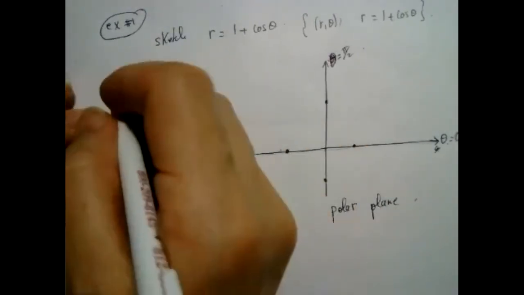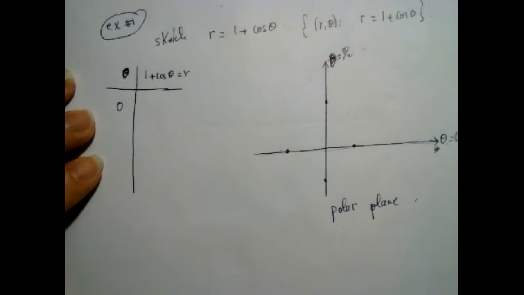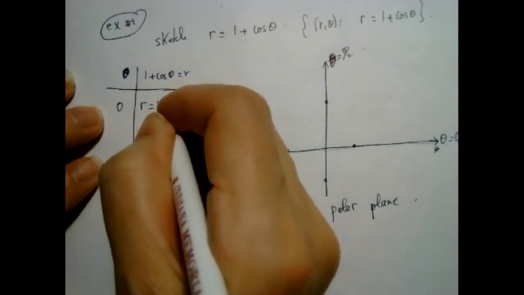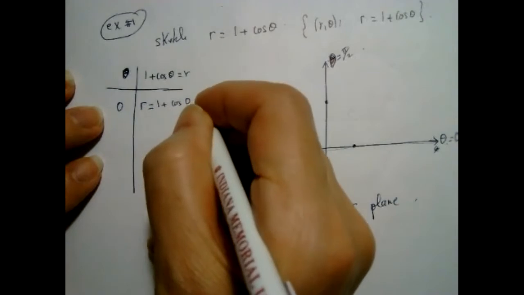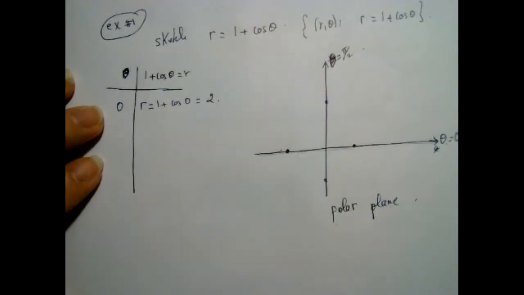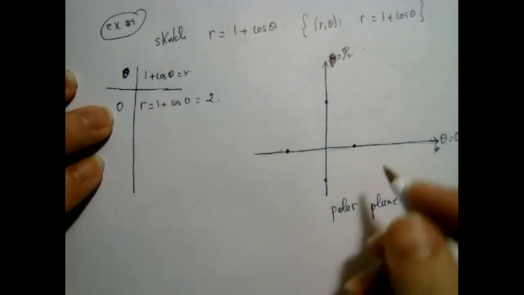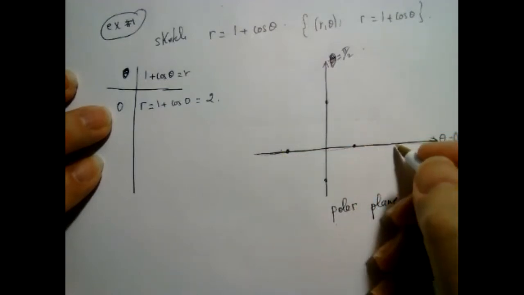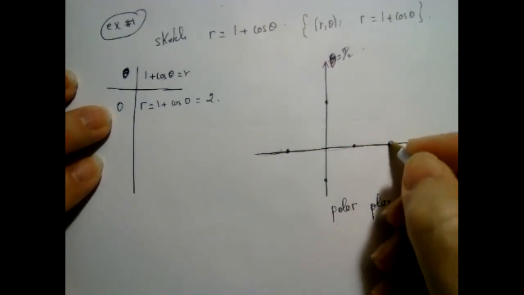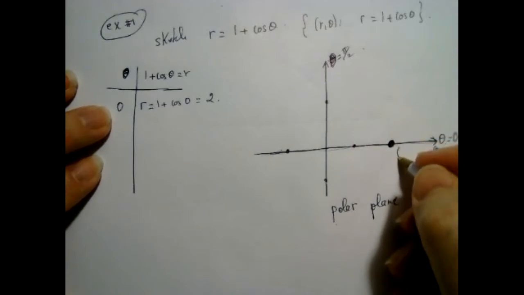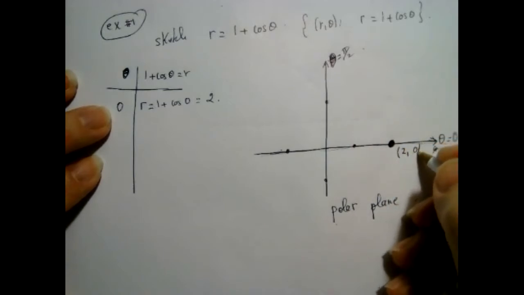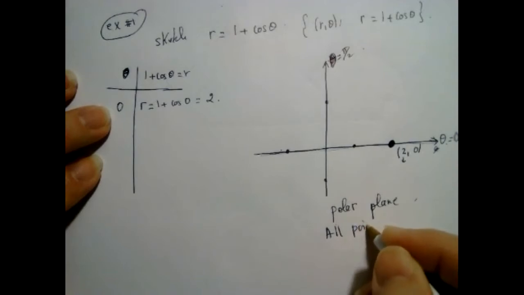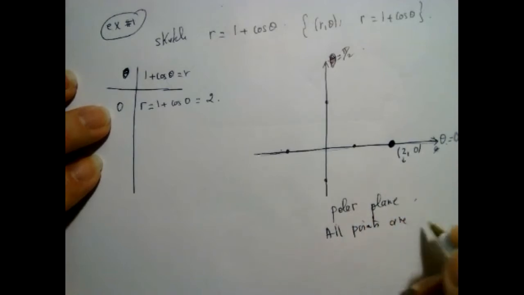So now let us sketch. If theta is 0, what is my r? I plug into the formula: it's 1 plus cosine of 0, which is equal to 2. So if theta is 0, I am on this line right here. That's why I'm emphasizing those. My r is 2, so this is the first point on my curve. That's 2 and 0. And all my points are in polar coordinates.